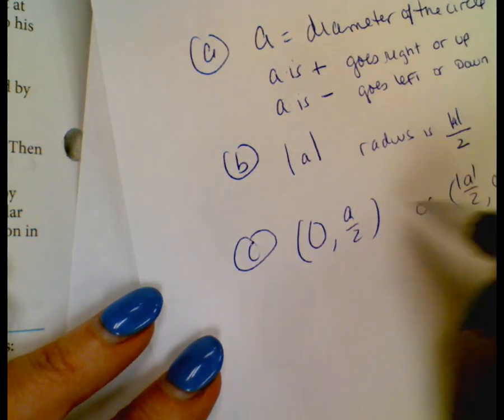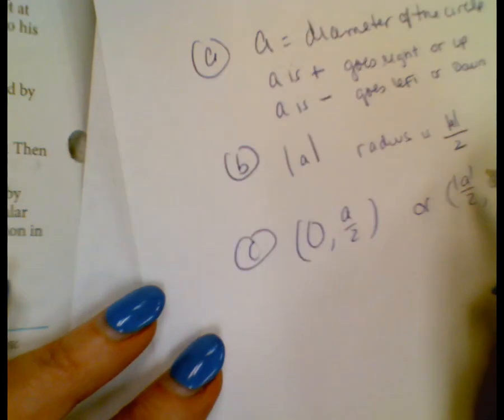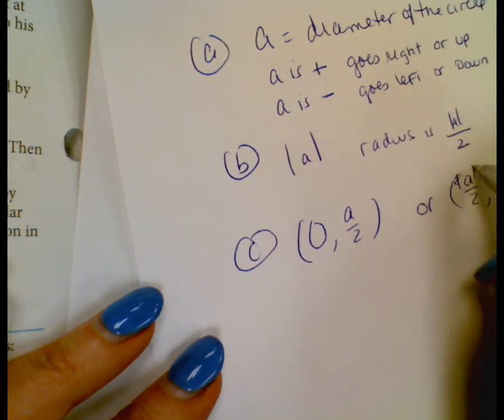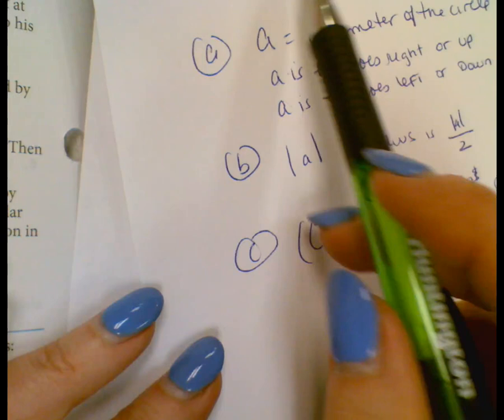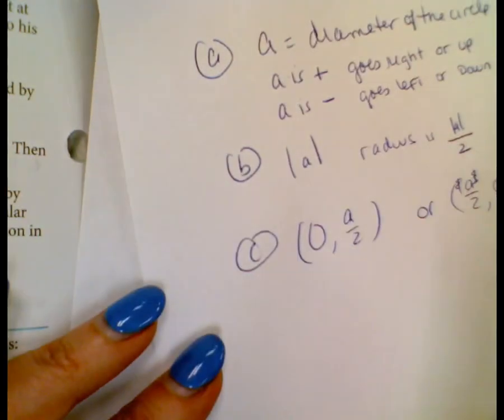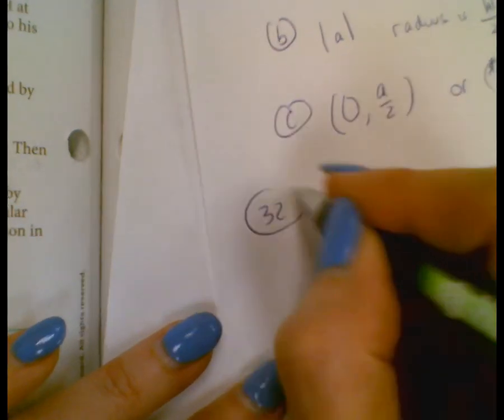I'd do absolute value a. No, not absolute value. Whatever a is. If a is negative, it'd be negative. If a is positive, don't do absolute value. It's wrong. All right. I hope that you understood that. I'm kind of talking to myself.